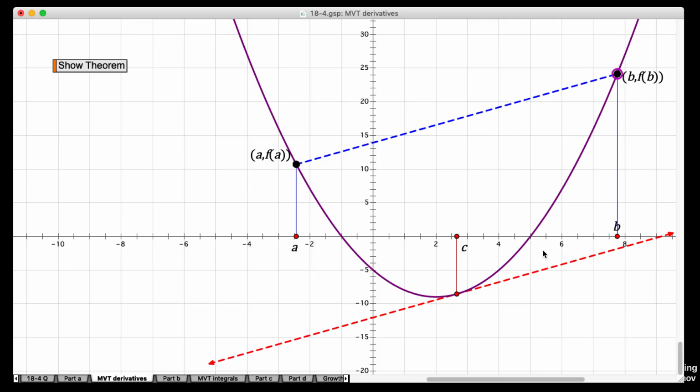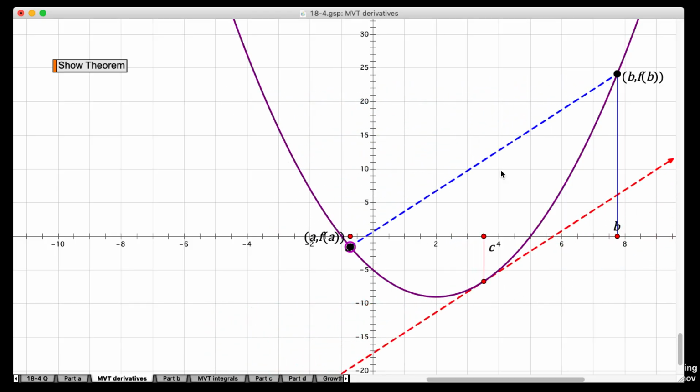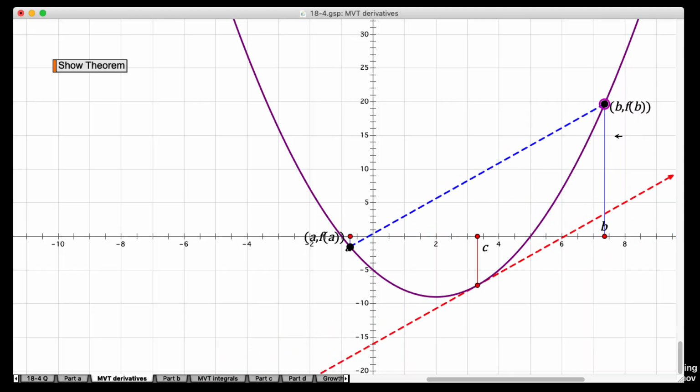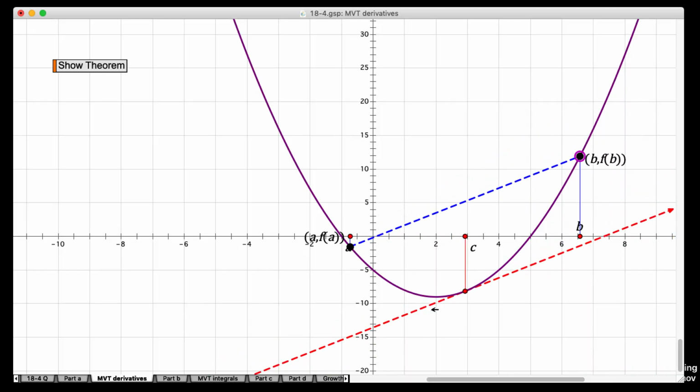So the mean value theorem for derivatives, slopes, it's talking about the slope of the tangent being equal to the slope of the secant. And we notice now, no matter how I move this, you can see that these two lines are parallel. The blue line and the red line are parallel. So that's just saying that someplace in there, the tangent to the curve at some c is parallel to that secant.